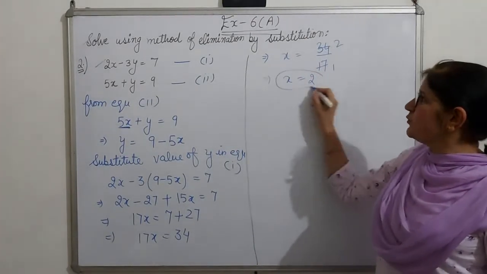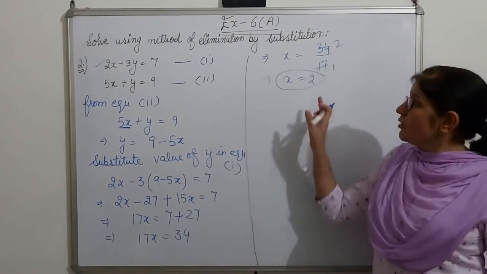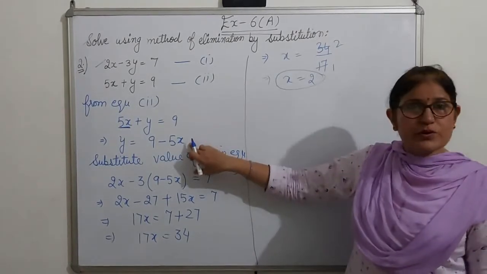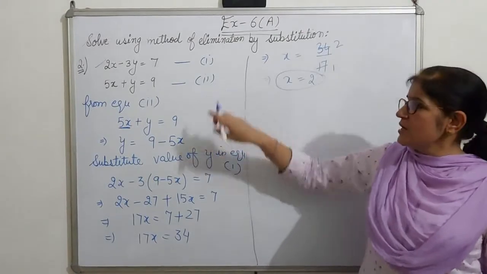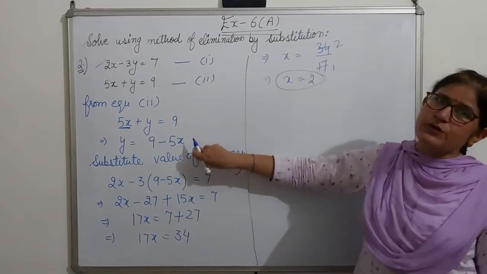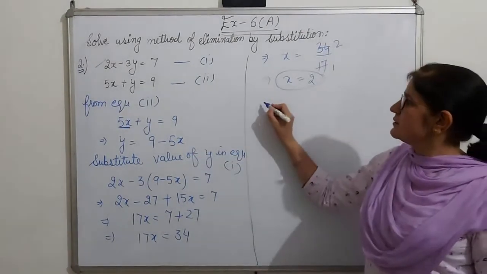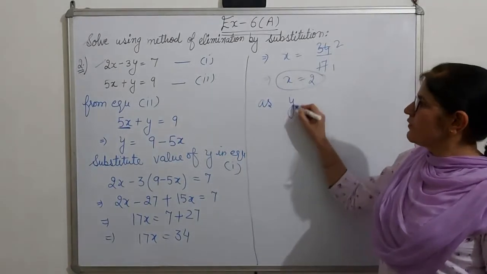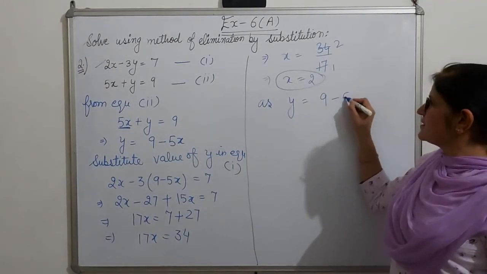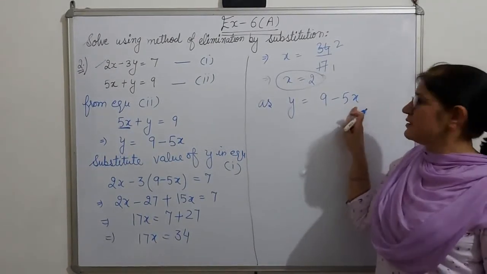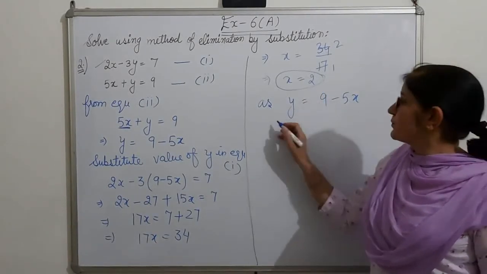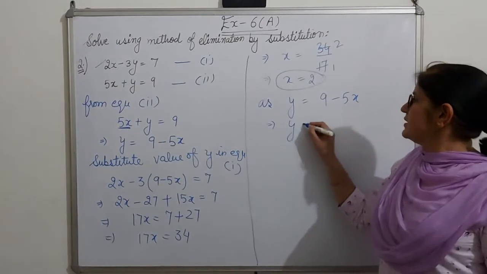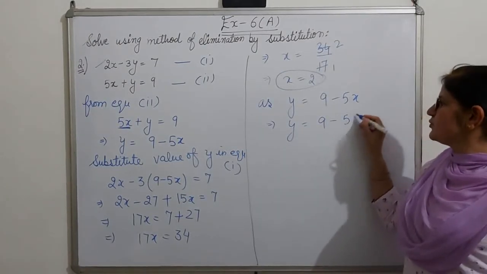So one value we have calculated. Now this value you can substitute here, you can substitute in 1, you can substitute in 2. It is your wish. If you substitute here, easily you can calculate y. As y is 9 minus 5x, so here we are taking this value of x, 2. So y is 9 minus 5 into 2.